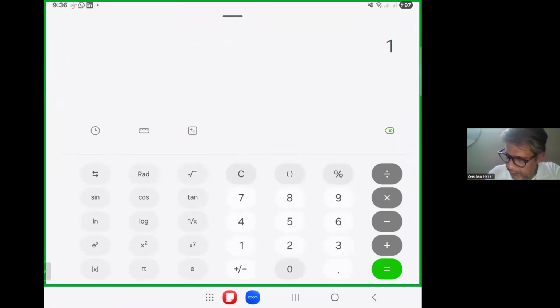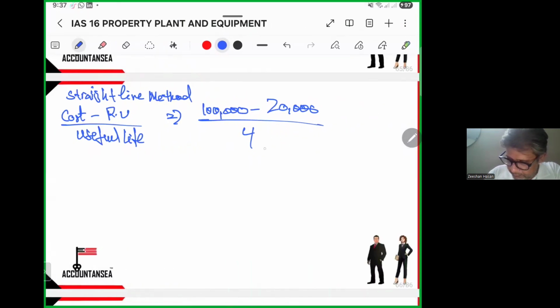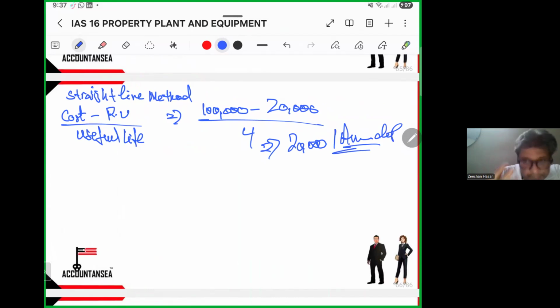See, 100,000 minus 20,000, the residual value, divided by the life. So 100,000 minus 20,000 is 80,000, right? So 80,000 divided by 4, 20,000 is our per annum depreciation of an asset.